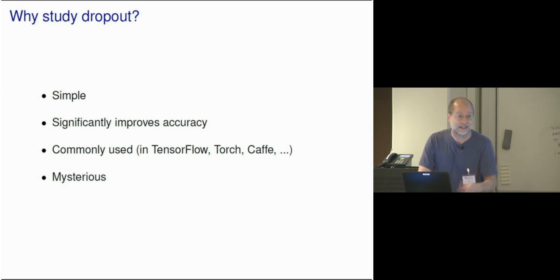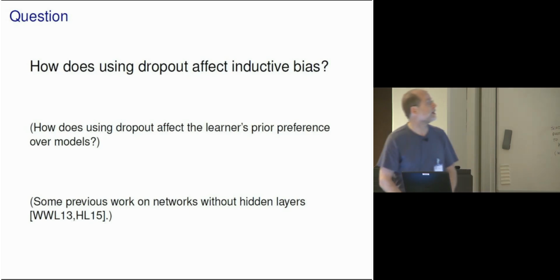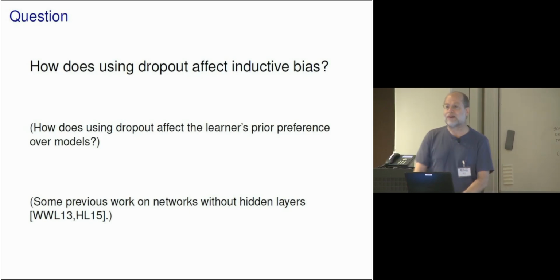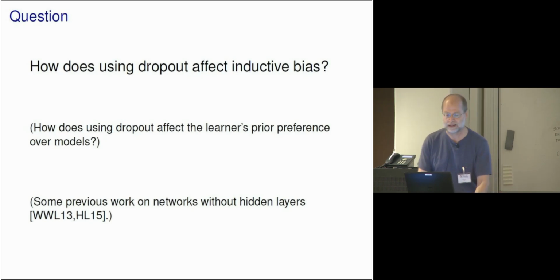So Dave and I wanted to study it because of its popularity, its usefulness, and because it's surprising that something like this should improve accuracy so much. So we want to understand its properties. We have to start somewhere. So the first thing we decided to look at is how does using dropout affect the inductive bias of the algorithm? Put another way, when you use dropout, how does this change the learner's prior preference over which models it likes to produce before it's seen any data?